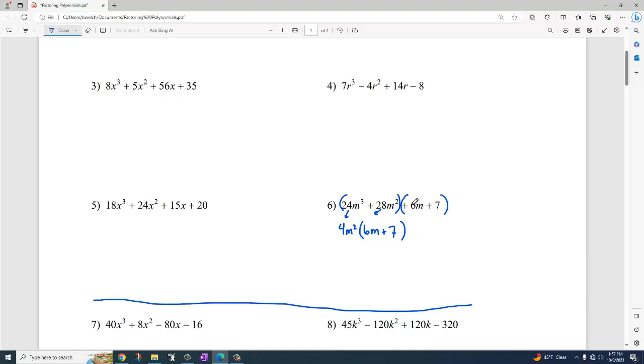I come over here to the second parentheses and I say, what do they have in common? Well, it honestly looks like they don't have anything in common. The 6 and the 7 don't divide by the same thing, and they don't both have letters. So by default, I will take out a plus 1. Always take something, even if it's only a 1. A plus 1 isn't going to change anything in this parentheses. And so now I can take the outside pieces and make a parentheses, 4m squared plus 1, and I can times by the inside, which is 6m plus 7.